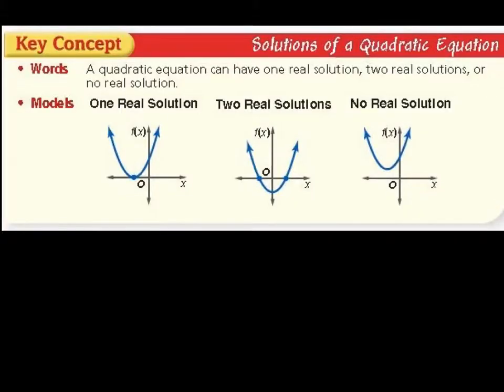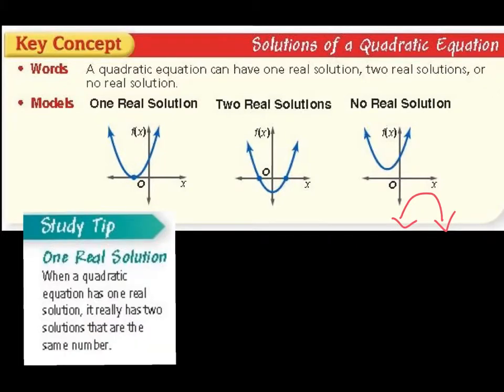A quadratic equation can have one real solution if the vertex is on the x-axis. Like example 1, it can have 2 real solutions, or it can have no real solutions if it's opening away from the x-axis and doesn't cross it. Technically, when a quadratic equation has one real solution, it really has 2 solutions that are the same number.